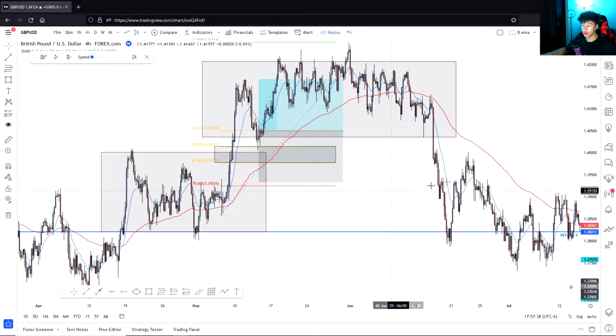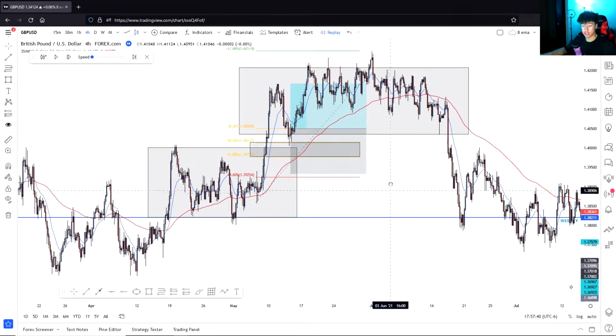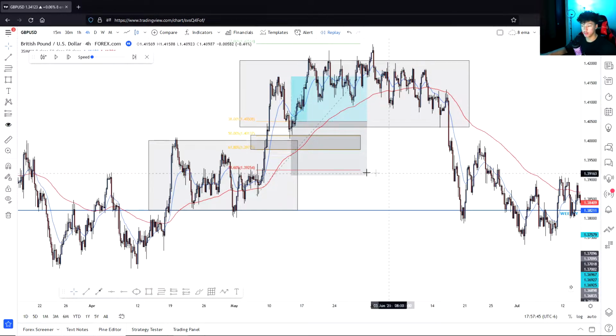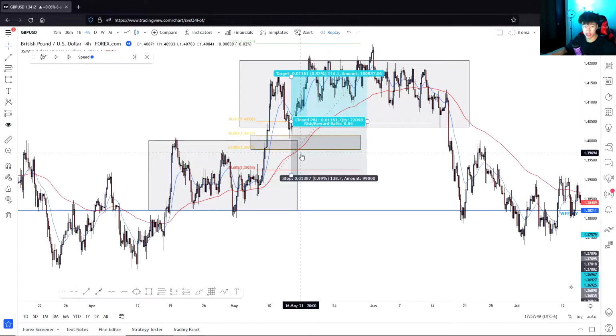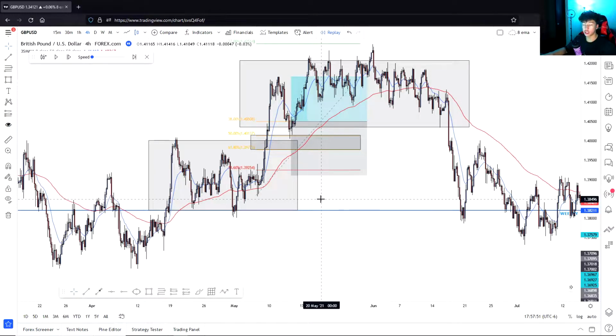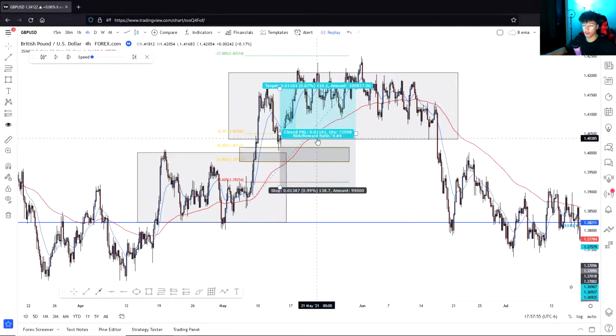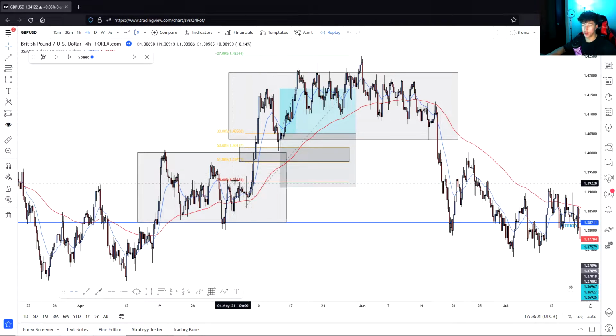Now, where I set my stops is right below my 78.6% extension, because if price reaches all the way to my 78.6 and it continues to go down, price is more than likely just going to switch around its trend. It's not going to give you that retracement that you want, but rather more or less basically break structure and go the other direction. So that's why I always have my stops right below the 78.6.